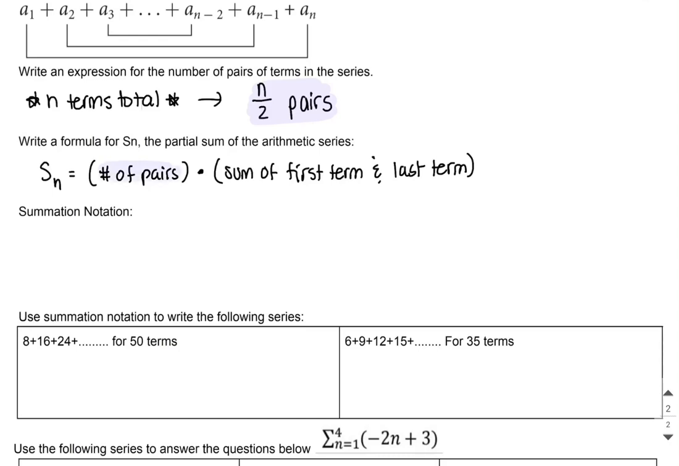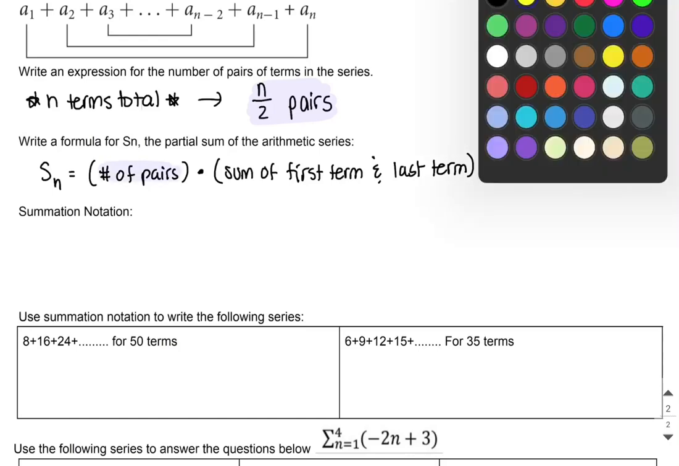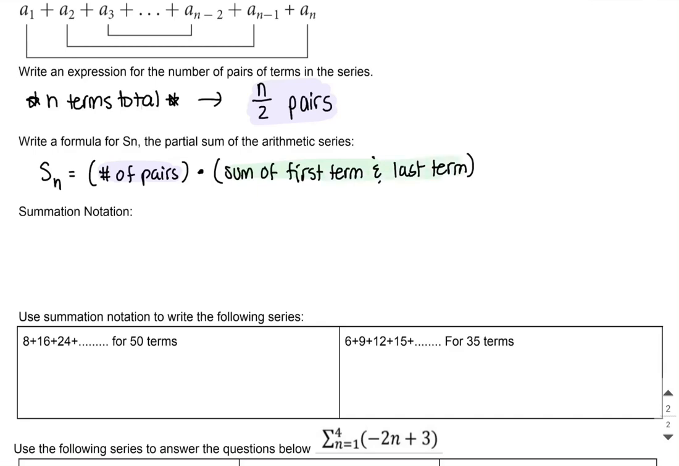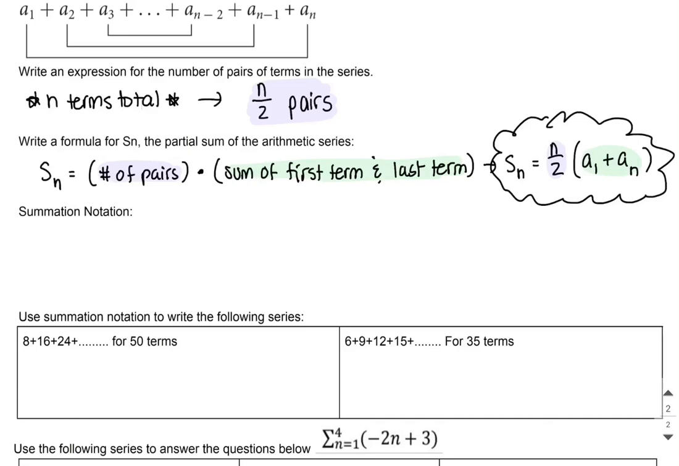So I'm multiplying the number of pairs times the sum of the first term and the last term, and I can denote this formula by s sub n is equal to n over 2 times a sub 1 plus a sub n. This is the first term, this is the last term, this is the number of pairs. And I'm just going to color code this after it lets me erase. So this is the number of pairs, this is the first and last term added together. And this is the formula I'm going to use to find the partial sum of a series.